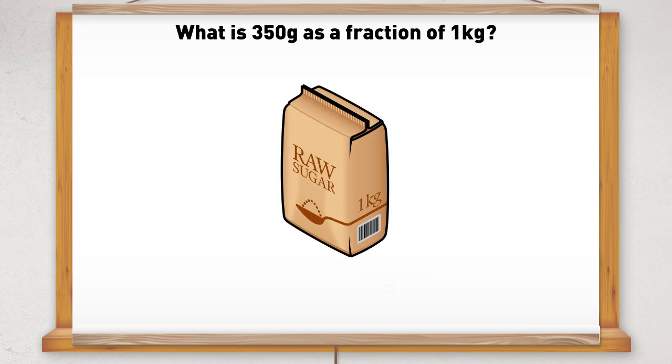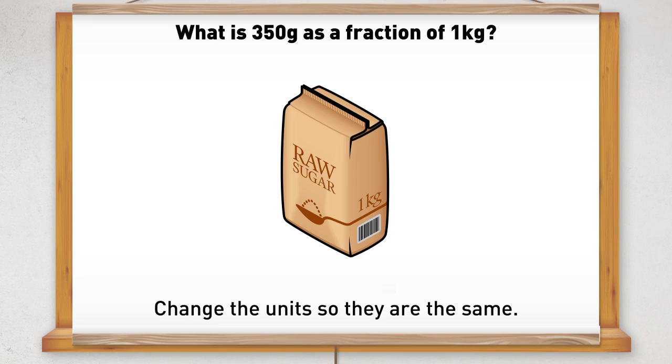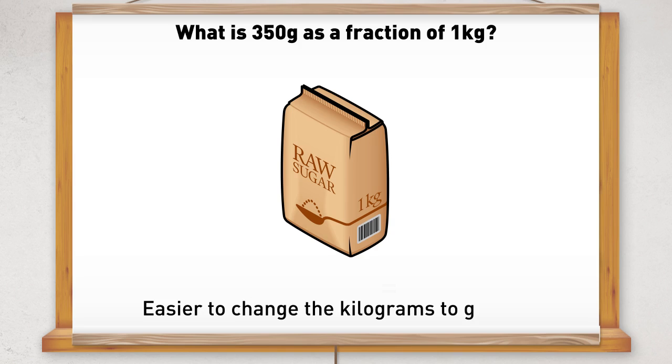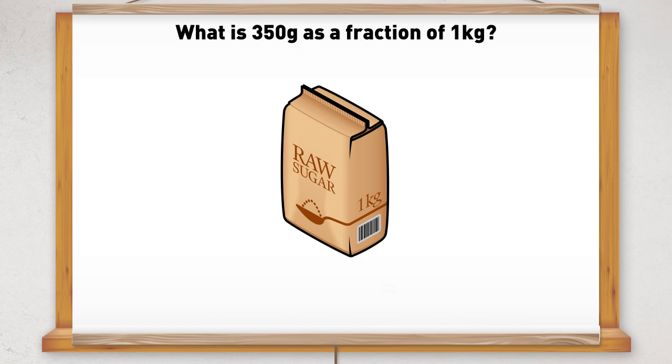The final example asks what is 350 grams as a fraction of 1 kilogram. Both numbers have units again, but this time they are different from each other, so we need to change them either both into grams or both into kilograms and carry on as before. It is usually easier to change the larger units, the kilograms, into the smaller units, grams, than to change the smaller units into larger units.